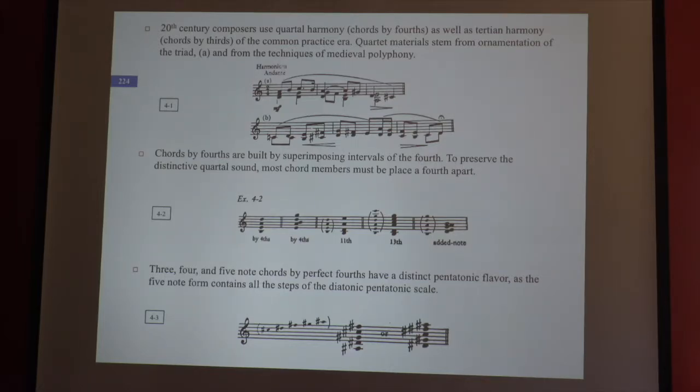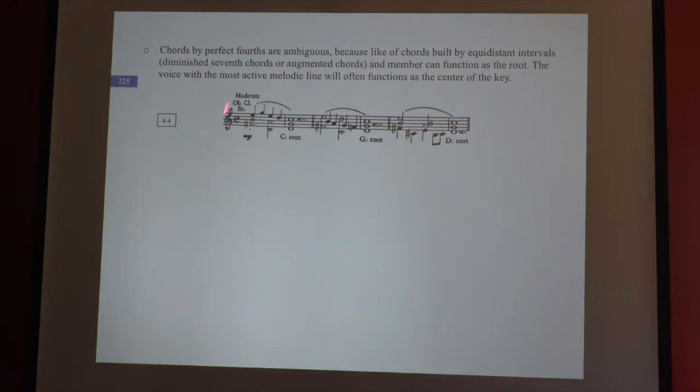That's quartal. Chords by perfect fourths are ambiguous because, like chords built by equidistant intervals, such as diminished seventh chords or augmented chords, any member can function as the root. We all understand that, right? If you think of C diminished, C, E flat, G flat, A, any of those notes can be the root of that chord because they're all going to be minor thirds. Same thing with an augmented, C, E, G sharp. Any of those three notes can be the root, and the intervals remain the same. So chords by perfect fourths are the same way.